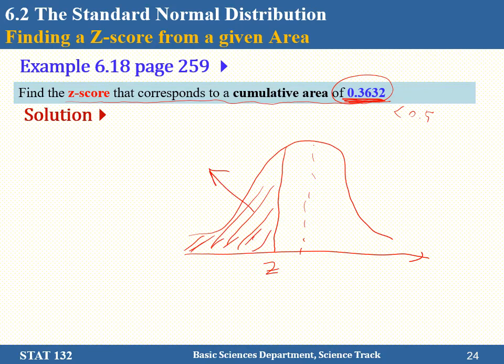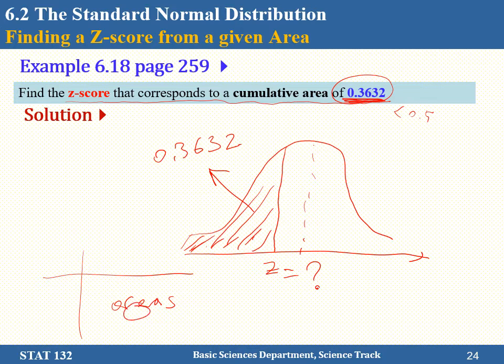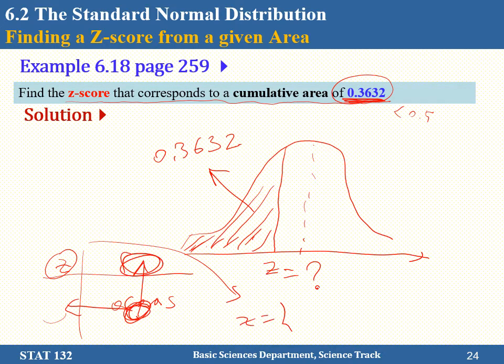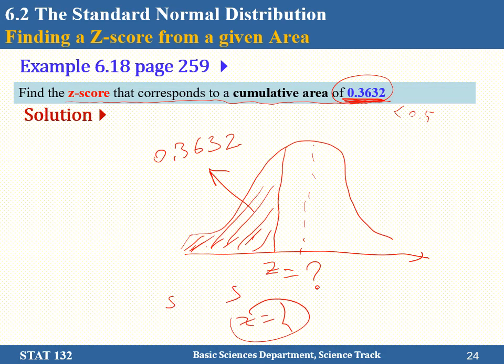So the cumulative area is 0.3632. So the question is, what is this z? So how can you find this little z here? Basically, this question is asking for the z-score corresponding to an area. So this time the areas are here in the table, so you have to find the area here, and then you go back to the components of z here, and you write z. I look at the first component and second component, and write z. Okay, we'll do exactly this question.